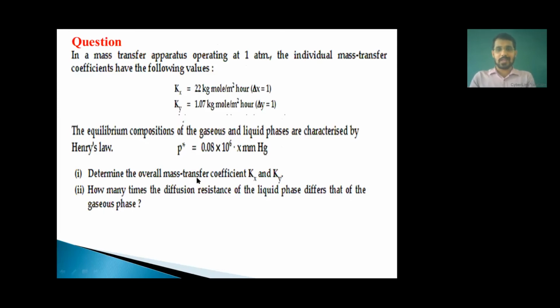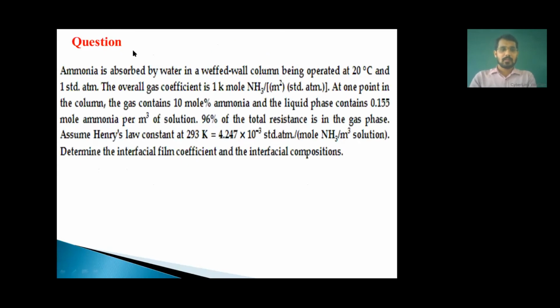The mass transfer coefficient and interface mass transfer coefficient. Now we will see the next numerical. Ammonia is absorbed by water in a wetted wall column being operated at 20 degrees Celsius and 1 standard atmospheric pressure. The overall gas mass transfer coefficient is 1 kilomole NH3 per meter square standard ATM. At one point in the column, the gas contains 10 mole% of ammonia and the liquid phase contains 0.155 moles of ammonia per meter cube of solution.